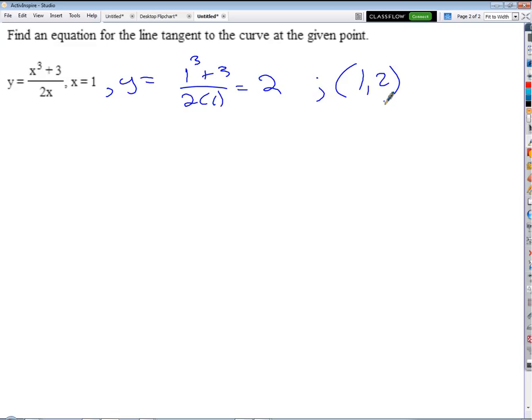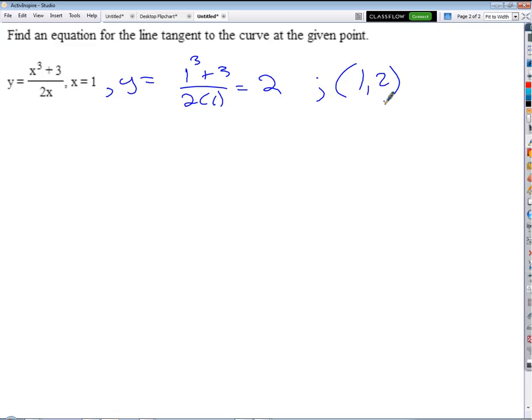Now we need the slope of the tangent line. When we want to find the slope of a tangent line, that's calculus. That's what the derivative function gives us. The derivative function gives us back the slope of a curve, which is the very same thing as the slope of a tangent line to a curve, at whatever value of x we choose. Well, they're giving us the x value.